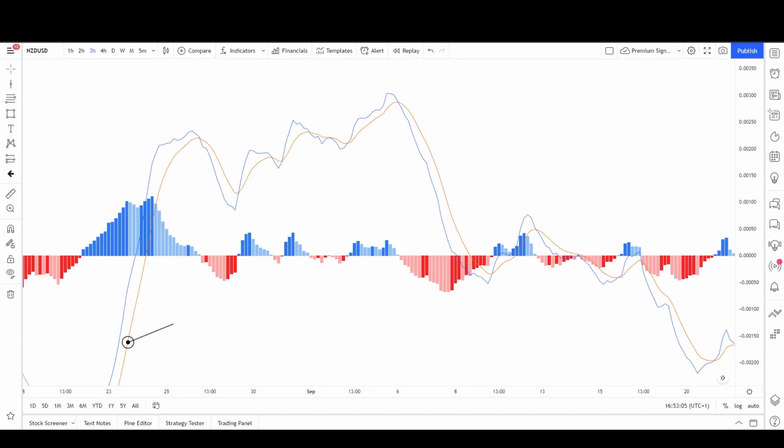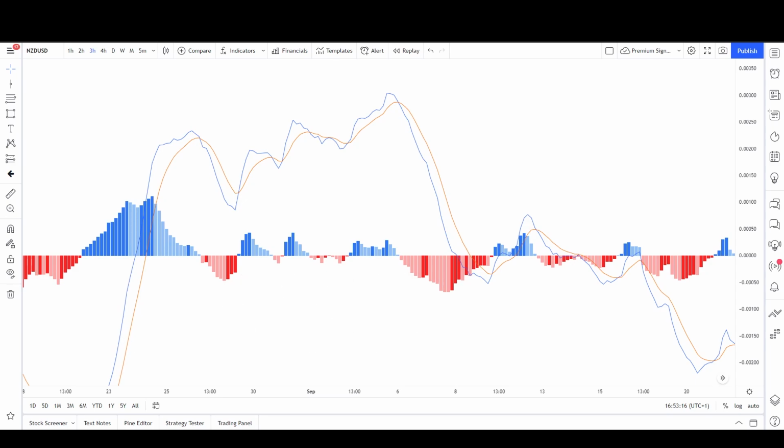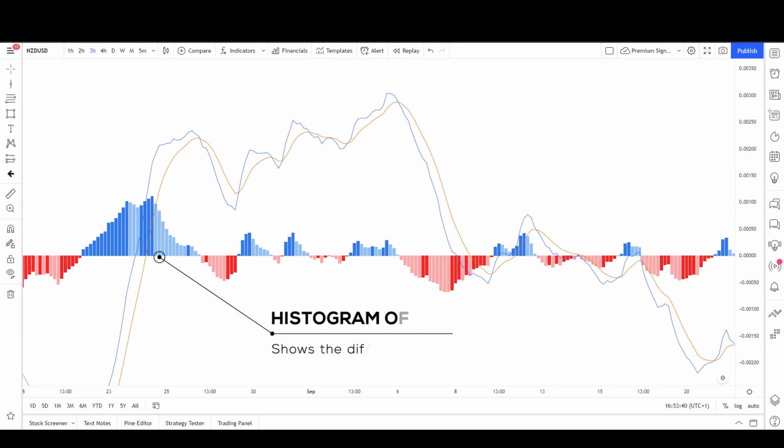The second component of the MACD is a signal line, which is the second line of the MACD indicator, and it is referred to as a signal line since it produces the fundamental MACD signals. Because the line is a slower one, it is often broken by the quicker MACD line, as I mentioned before. And of course, the histogram is the last but most significant component of MACD.